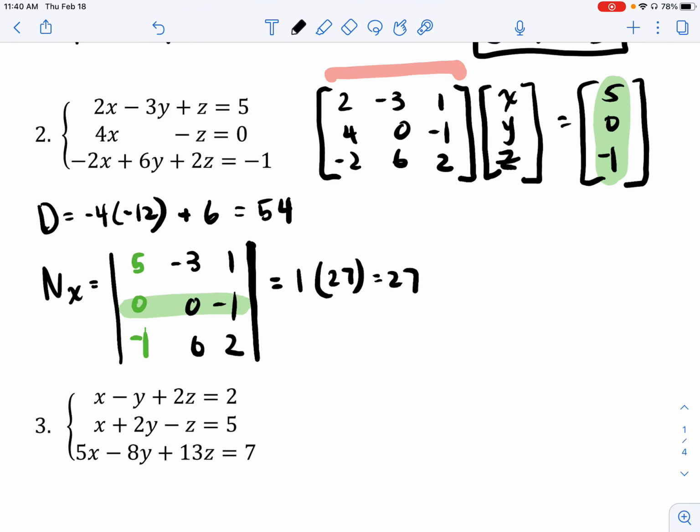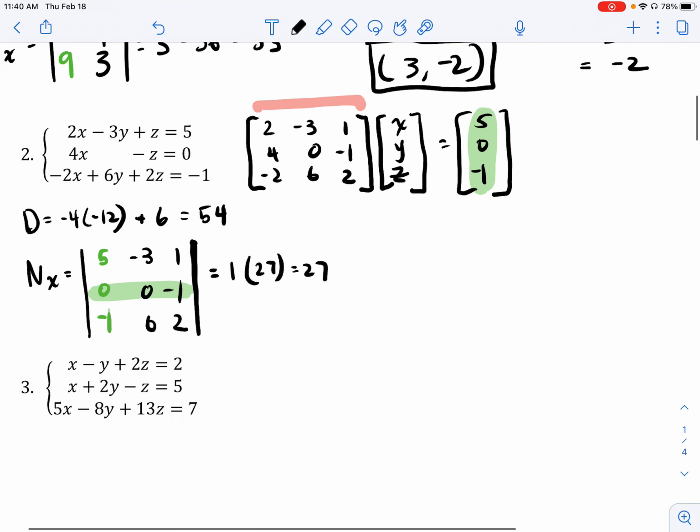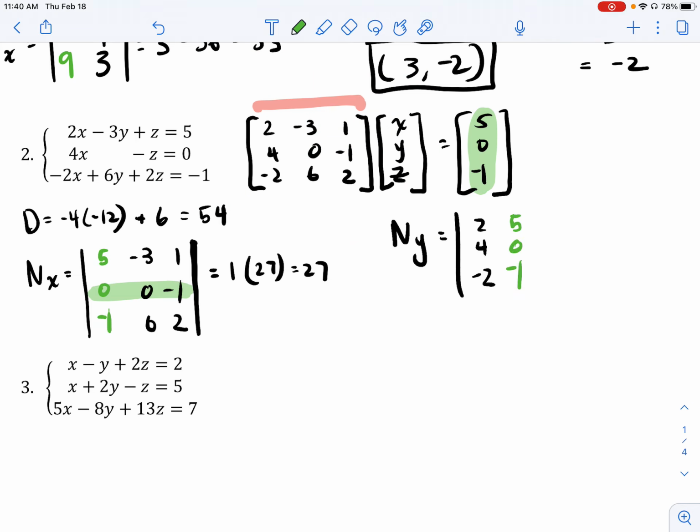Okay? So I would encourage you to pause right now and try to see if you can find the other ones on your own. And if you've had a moment to work through it, now let's try the other ones. So n sub y, we're going to replace our y column. So 2, 4, -2. Our y column is going to become 5, 0, -1. And here are the rest, 1, -1, 2.